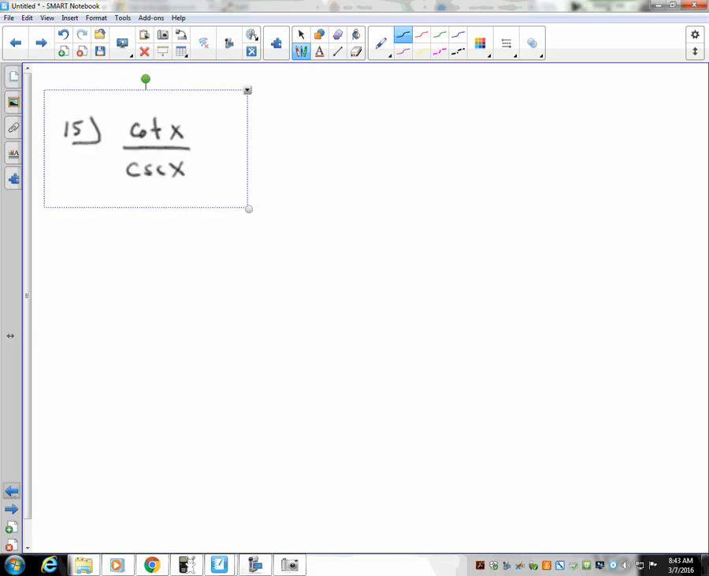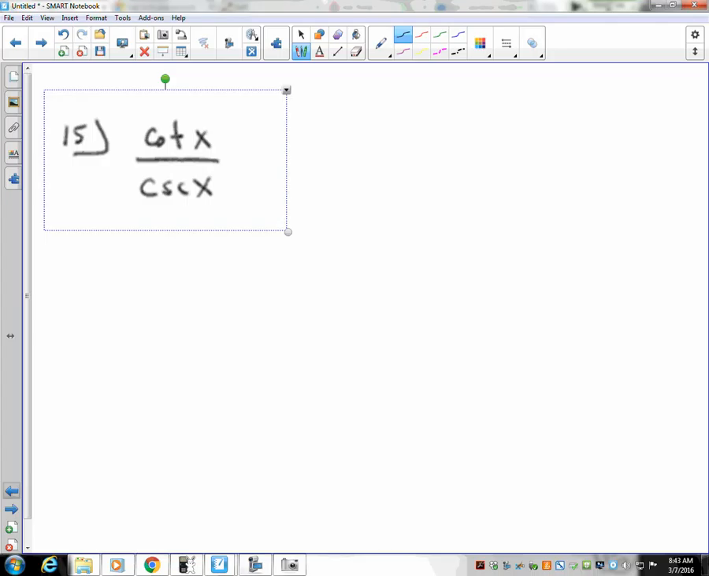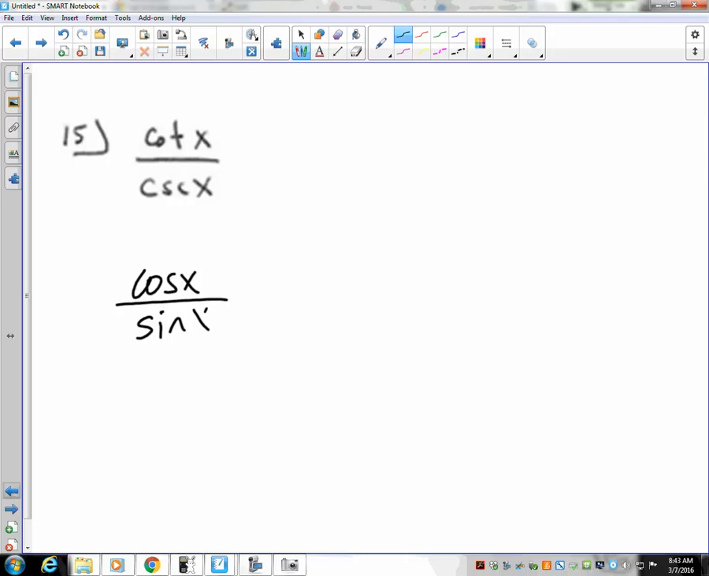Now number 15, notice it's just a simple division. So remember, we can change division to multiplication by multiplying by the reciprocal. So that means I want to change everything to sine and cosine again here. So we'll go cosine x over sine x, which is cotangent x, over 1 over sine x here.